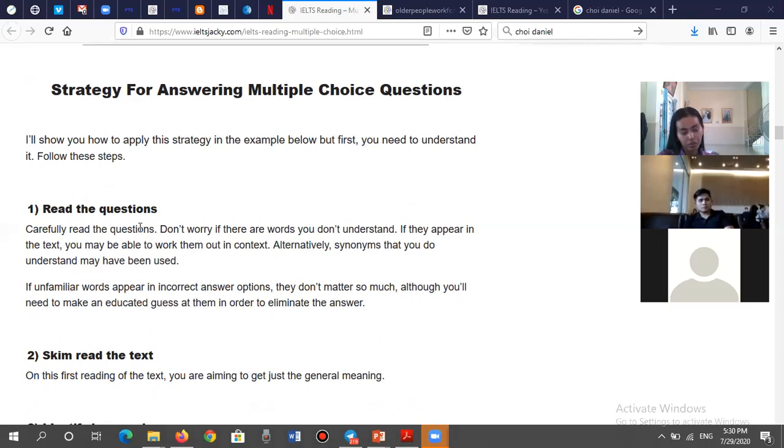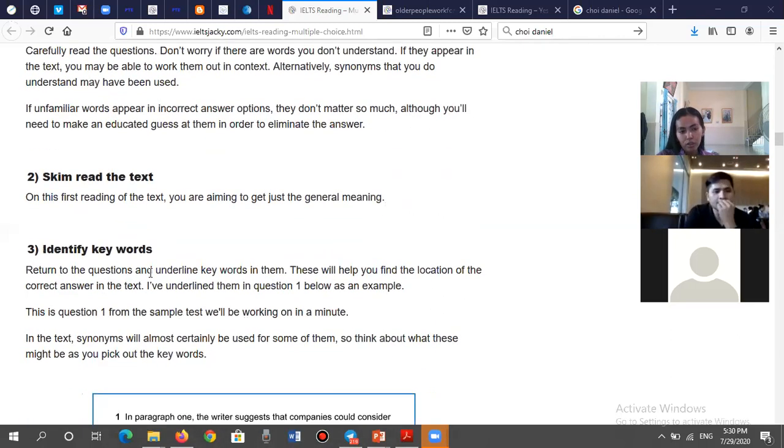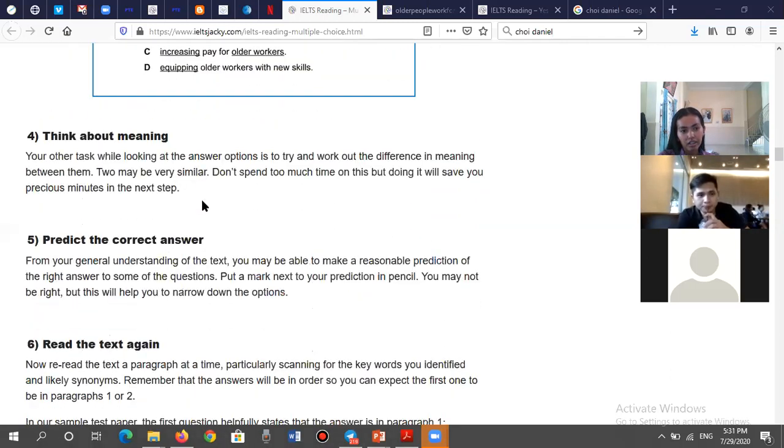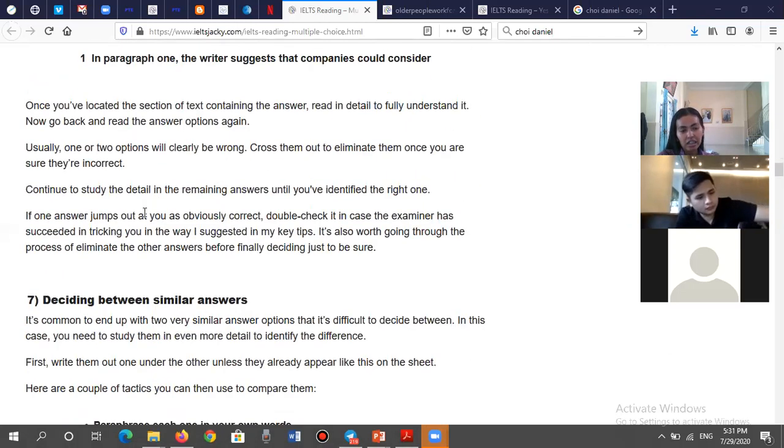First thing first is the questions. Of course, we know that. Skim the text, look for keywords. In every reading question, you have to search for keywords, and those keywords will help you locate the answers in the passage. And then think about the meaning. You can start predicting if you want to, but if not, just skip this so you won't waste too much time. Read the text again.